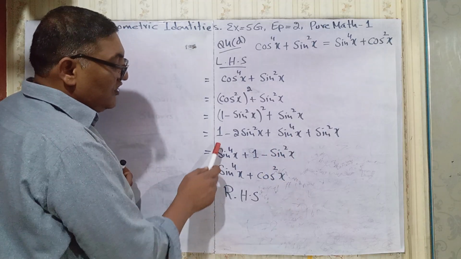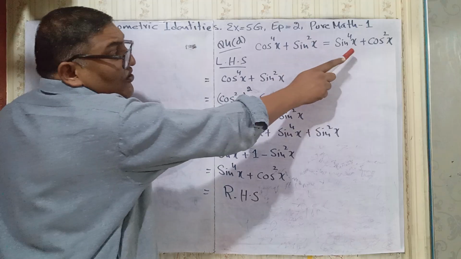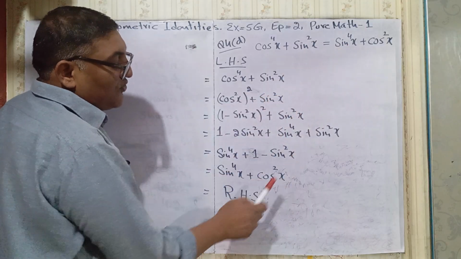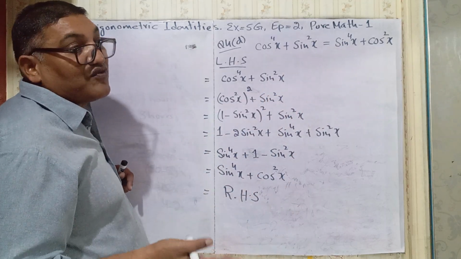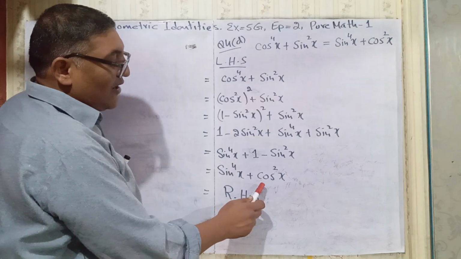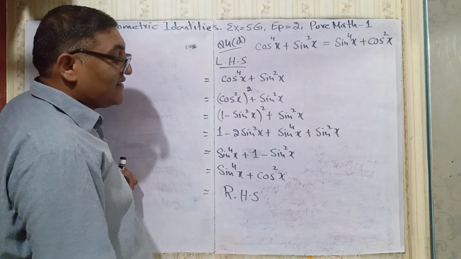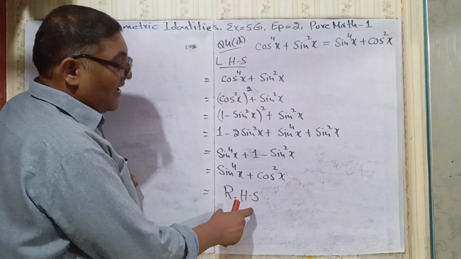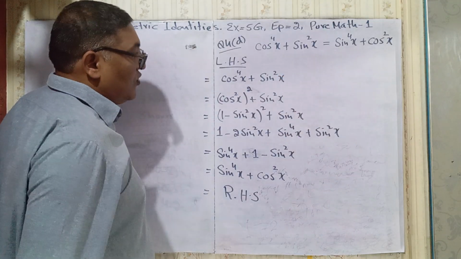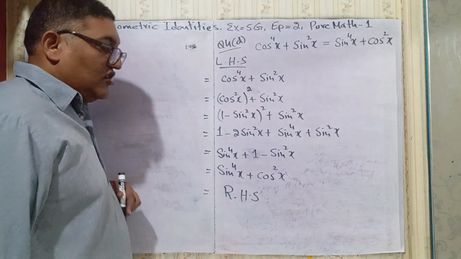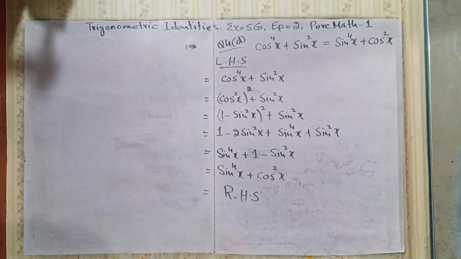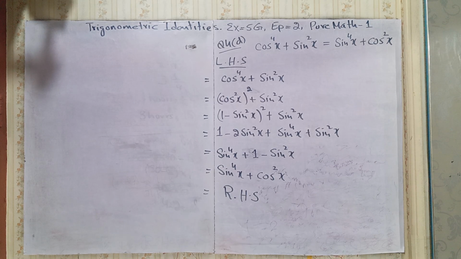This will come as it is because I want this on the right hand side. 1 minus sine square x, in the place of 1 minus sine square x from the first identity, I can write cos square x. 1 minus sine square x is equal to cos square x, and so this is your right hand side, you can see. So easy peasy. This is how you will prove question number 4 and its D part. I hope you understand this.